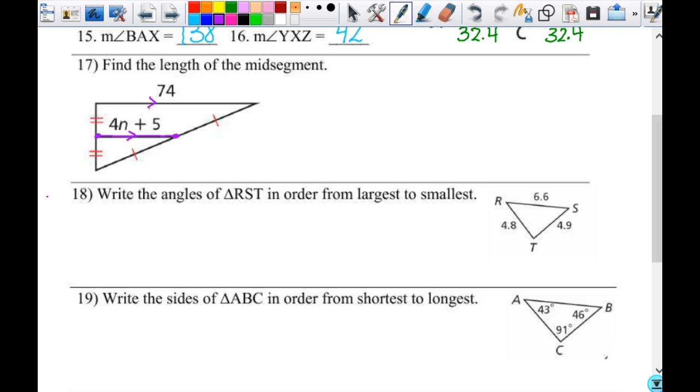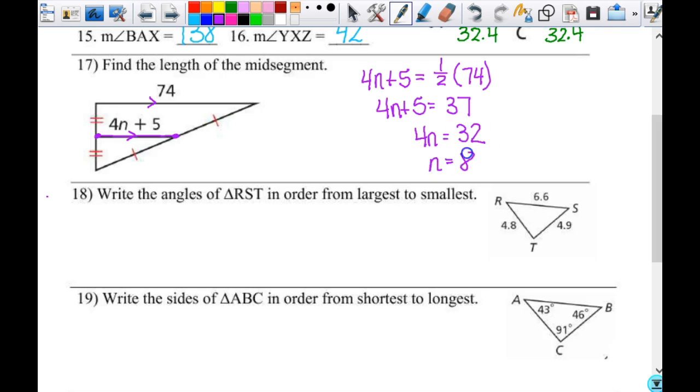So when you know that, you know exactly how to set up your little equation. The midsegment, which is 4n plus 5, is equal to half the third side, which is 74. Okay, so midsegment is half the third side, so that gives me 4n plus 5 equals half of 74, which is 37. So I subtract 5, and I get 4n equals 32, so n equals 8.